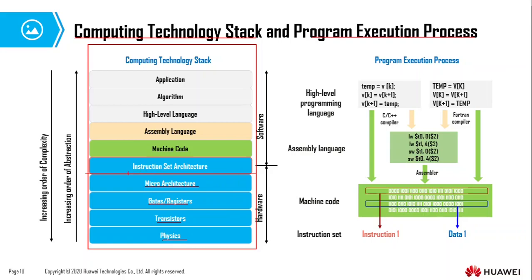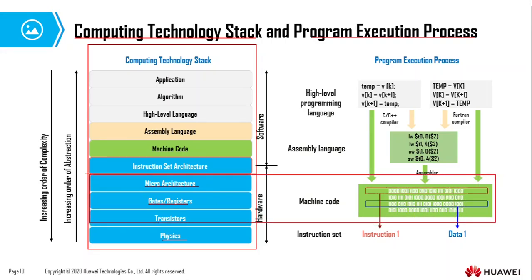Now, at this particular level, the hardware level, the only language that the computer understands is machine code. And machine code, as I said earlier, is in zeros and ones. So your hardware can only execute zeros and ones.